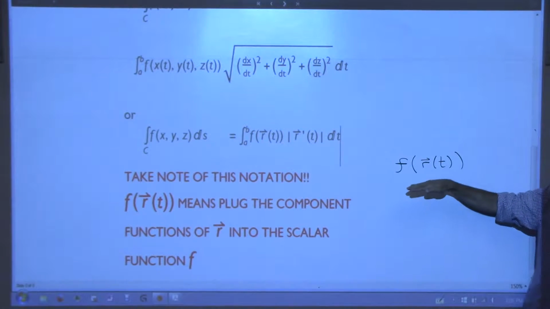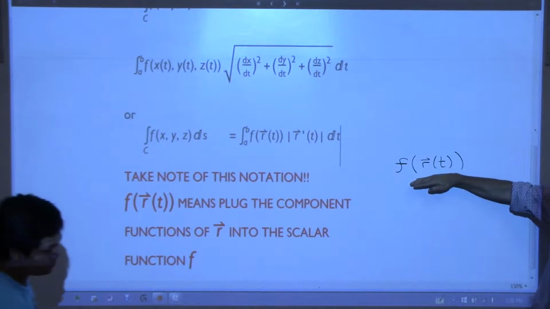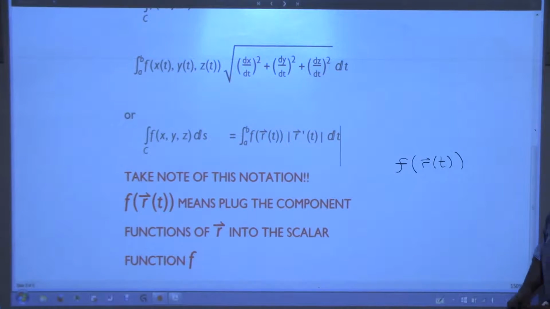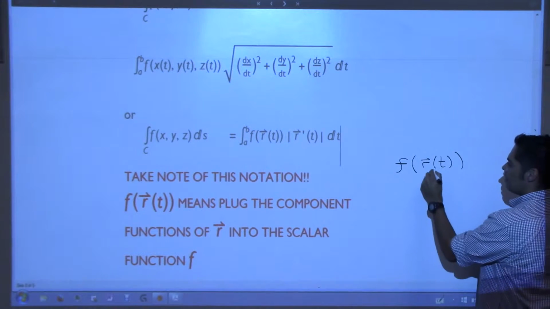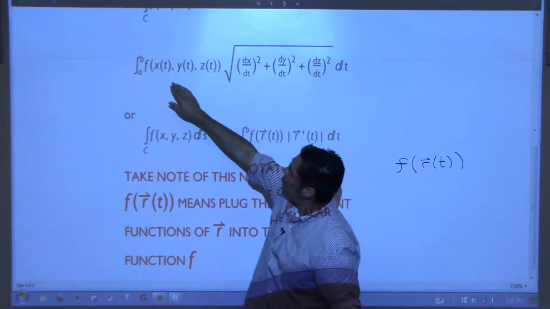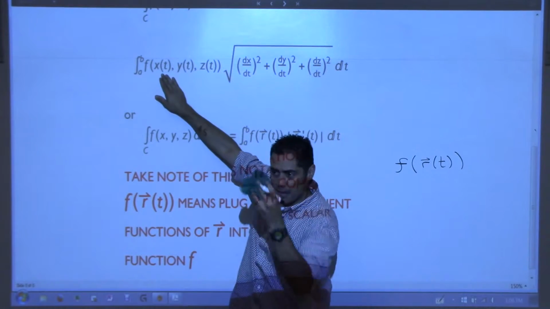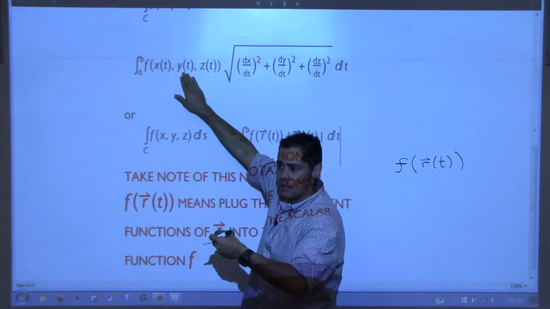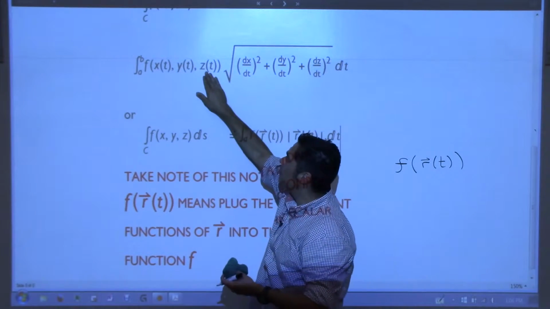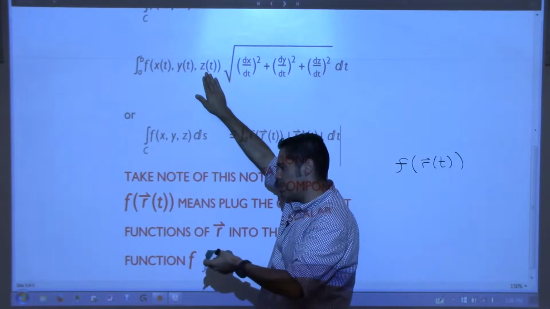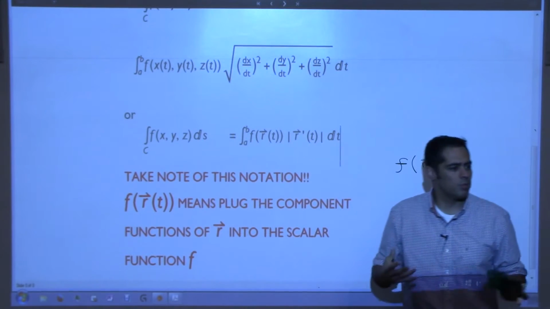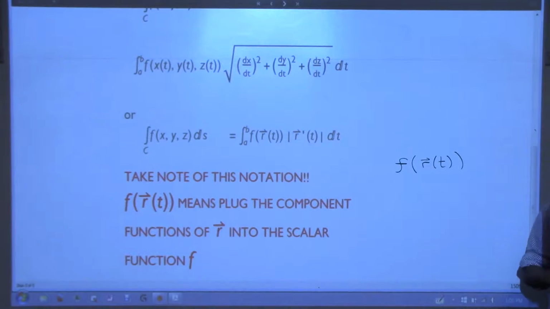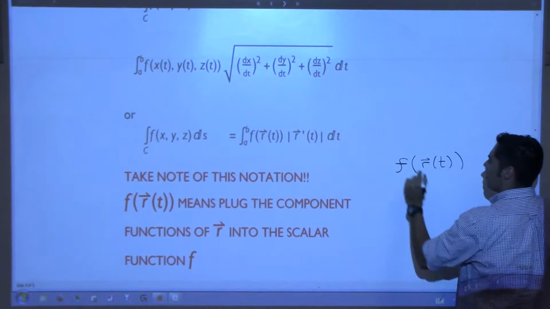So this is a notation thing. What this actually represents is you're going to take the x component and plug it into the x on the scalar function, the y component of the vector function r of t, plug it in for the y, and then the z component function, plug it in for the z. It's just weird. It's weird to plug a vector function into a function, so we have to understand what it means when you write this down. Okay? Let me give you an example.